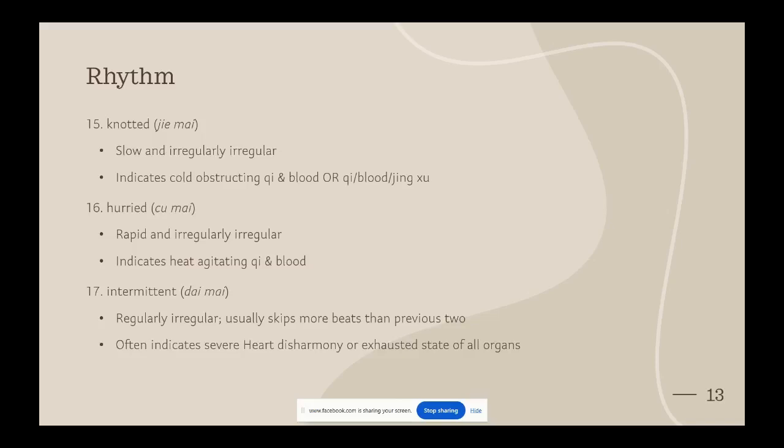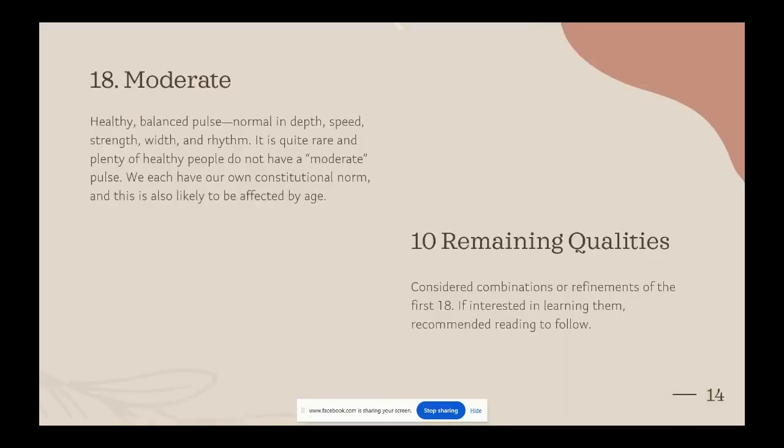And then finally, the intermittent pulse is the one that is regularly irregular. But this usually skips more beats than the hurried or the knotted pulses. And this often indicates a severe heart disharmony or an exhausted state of all the organs. So it's serious business. And then the last pulse quality we will mention is the moderate pulse, which you probably won't run into too much, and it's not really necessary for health.